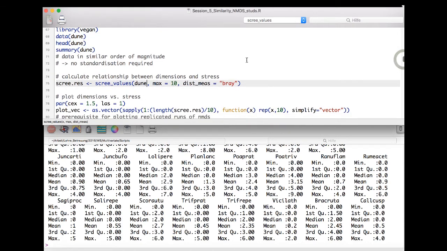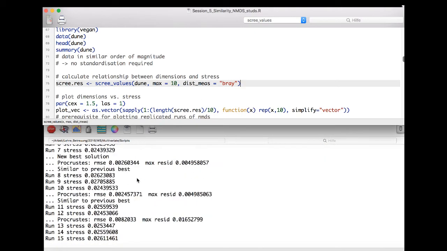And then we run our function that produces the stress values for a maximum of 10 dimensions. Typically, non-metric multidimensional scaling only makes sense if we can visualize the data appropriately in 2 or 3 dimensions. Remember that otherwise we don't have information based on eigenvalues or variance partitioning between axes, so it becomes rather tedious to interpret the results of an NMDS if you would need 5 or 10 axes. So anyway, we run this up to 10 axes in this case. As distance measure, we use the Bray-Curtis distance because we have abundances. And we see that this runs a couple of seconds.